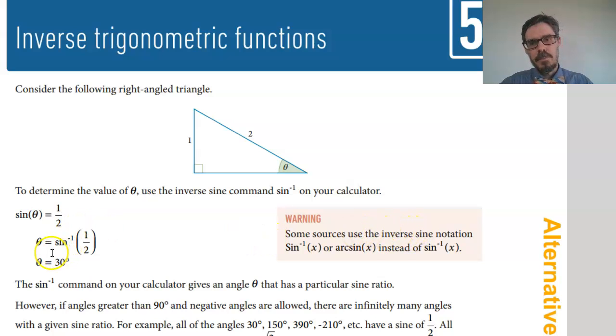But there's a problem. If you ask for sine to the -1, your calculator will give you the reference angle. But we know there's actually many other angles that have the same sine value of 1/2. So what we want to do is define the inverse trig functions as functions. That is to say, they have to pass the vertical line test. There's only one possible output for each input. And this is actually what your calculator does.